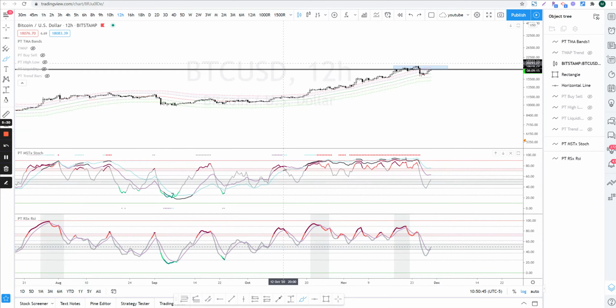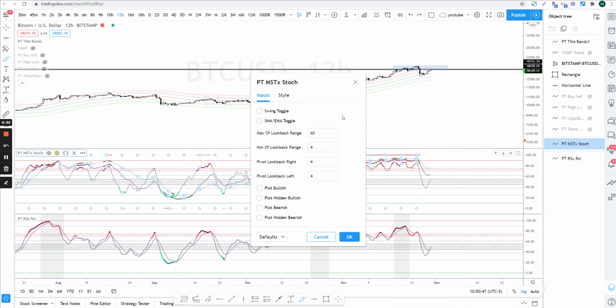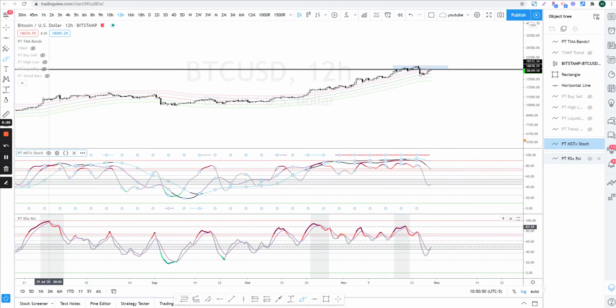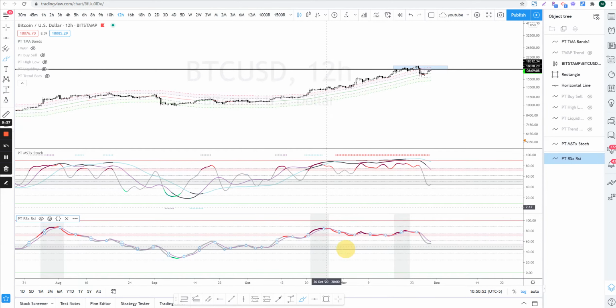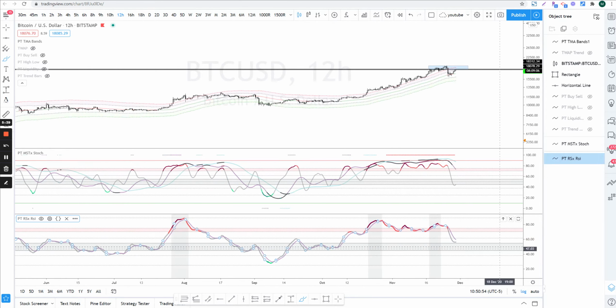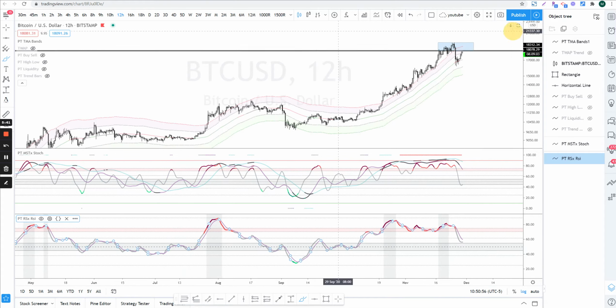If you're swing trading, look at your 12-hour. Turn on your swing toggle. These versions are going to be released sometime in December. You're going to love them for swing traders, especially for swing traders.